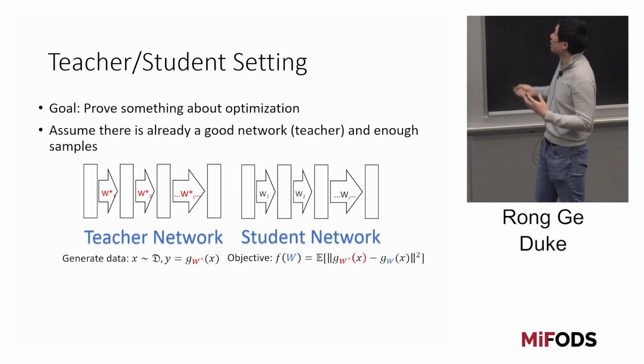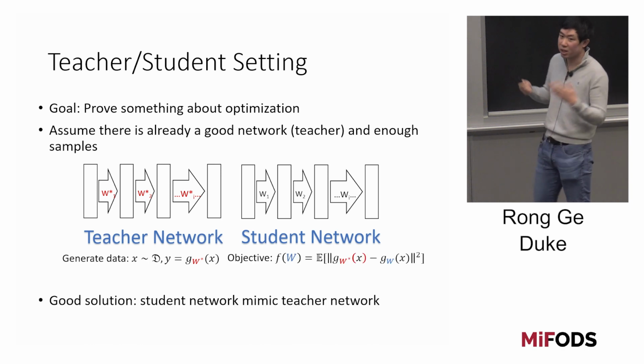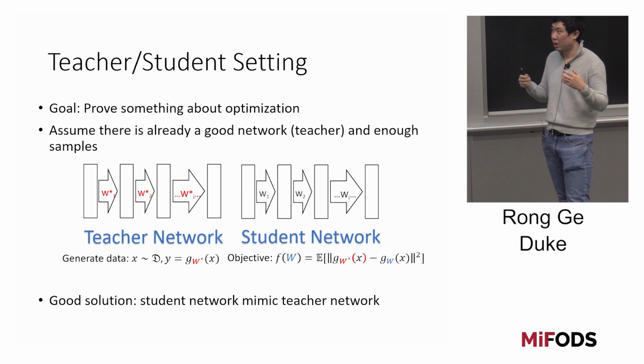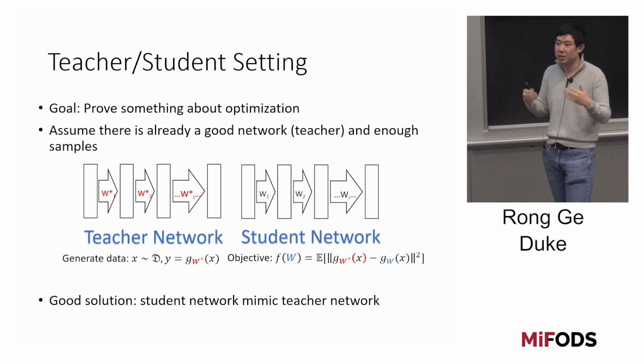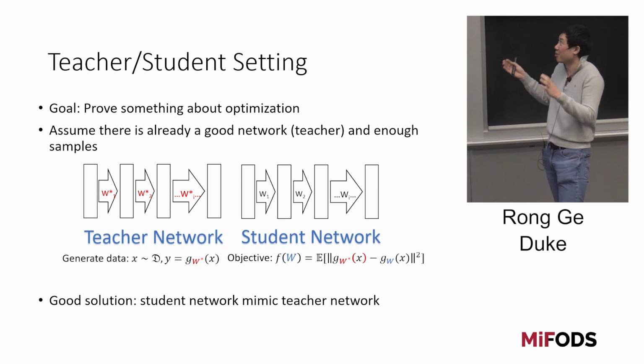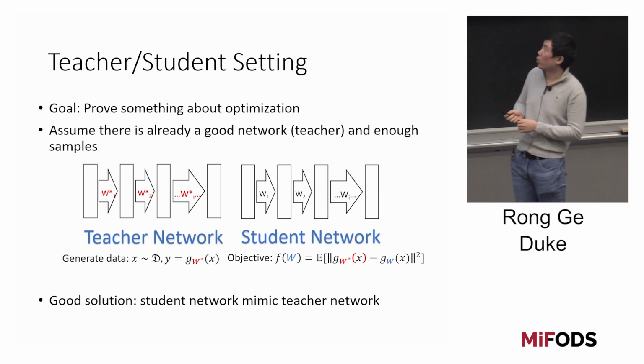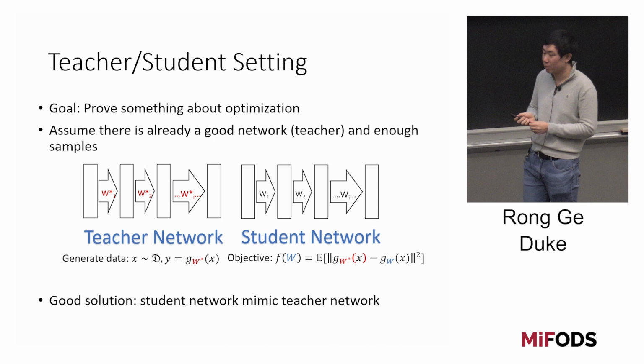And the student network is really just trying to mimic the behavior of the teacher network. So in these cases, we can say that at least we know there exists a good solution, and our only problem is how do we find that solution, right? So we don't need to worry about whether my hypothesis class contains the right function or not. This is, of course, assuming a lot of the things away, but this is what we are doing in order to try to focus on only the optimization problem.